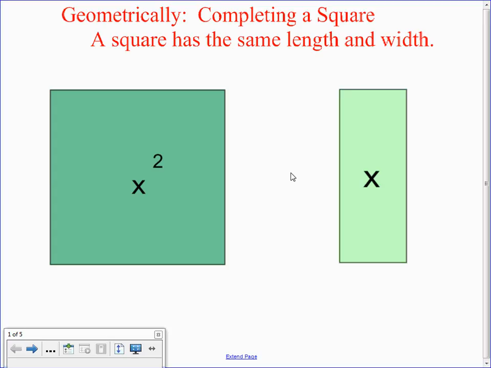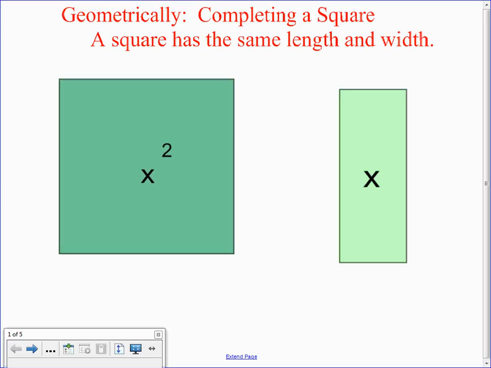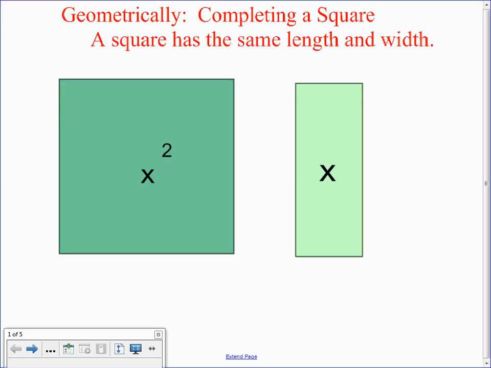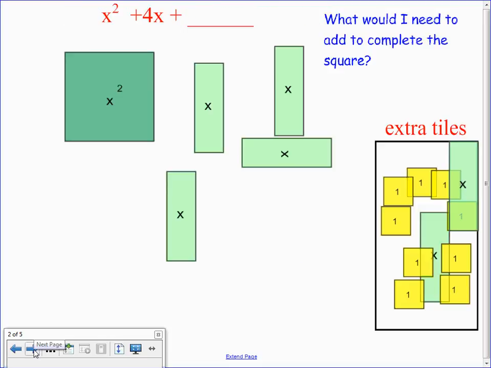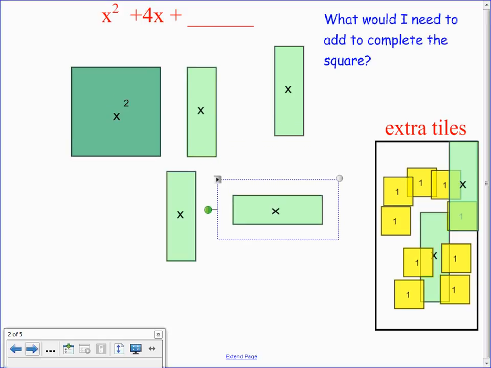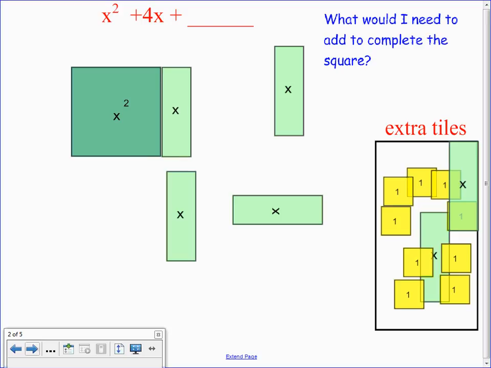For example, this big piece is going to represent an x squared, and this piece right here is going to represent an x. Knowing that, we can build algebraic expressions that represent some of the things we're going to be working with. So for example here, I have x squared plus 4x and then a plus sign and then a blank. The key question we're going to look at is: what would I need to add in order to complete a picture of a square? That means using these puzzle pieces, I need to create a picture of a square. So not all separate, but putting them side by side, I need to be able to make a square.